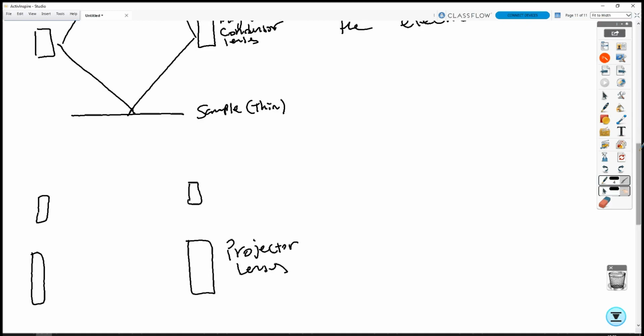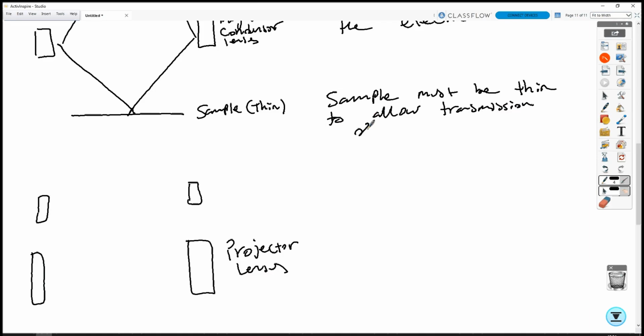The sample has to be thin to allow transmission of electrons, otherwise the sample could absorb the electrons and nothing passes through. If nothing passes through, you can't form an image using those electrons. So the sample must be thin to allow transmission of electrons.